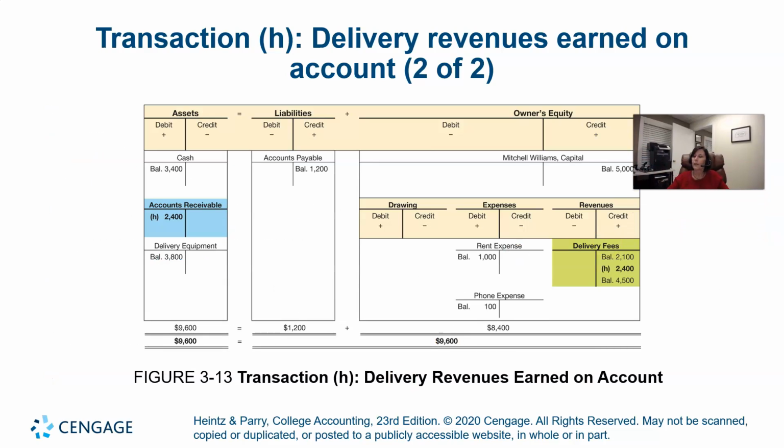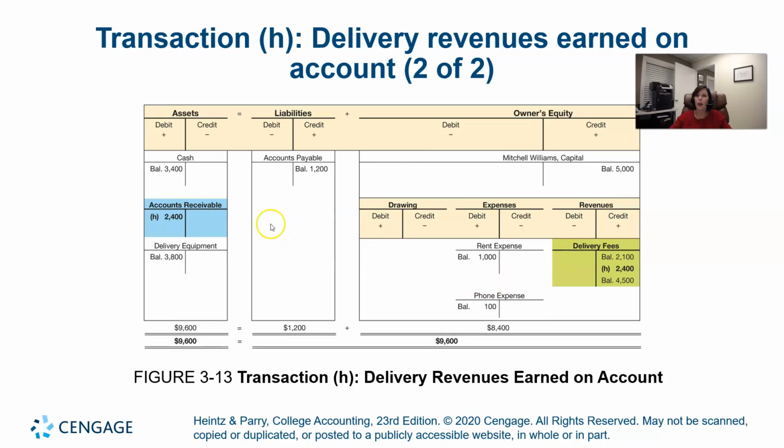And this might be getting kind of monotonous for you at this point. I apologize if it is, but the review can be good. So here we are on the asset side. We have a brand new accounts receivable account, and that's a debit because we're now showing that people owe us some money.